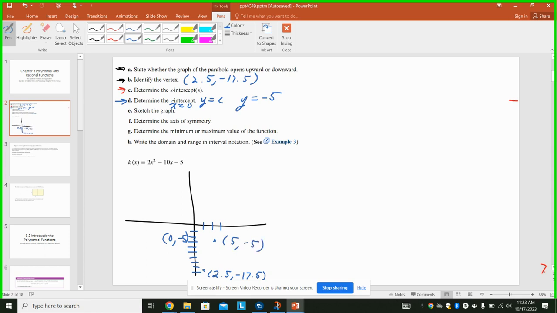Yeah, it's not our best. Well, I don't have that much room. So, something like that.